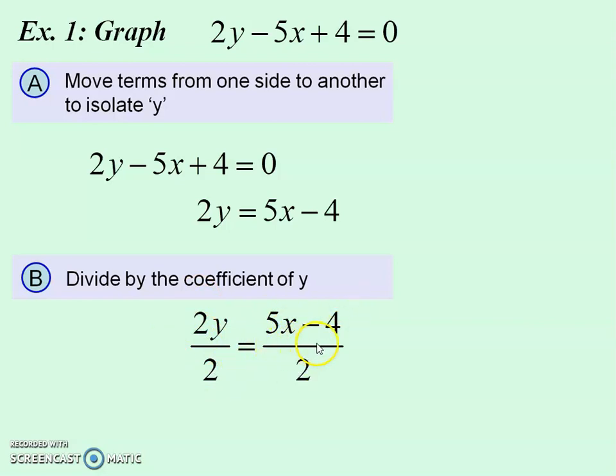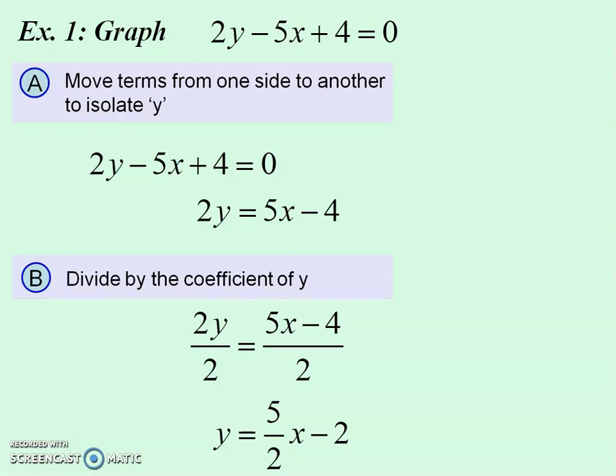If I put this entire right-hand side of the equation over 2, it means that I'm dividing each term by 2. So I end up with y equals 5 over 2 x minus 2, and that means that my initial value is negative 2, and my rate of change, or my slope, is 5 over 2. So if I wanted to start graphing at negative 2 as my initial value, and then I would rise 5 and run 2, I'd find my second point, and I would go from there. I'd be able to graph that way.